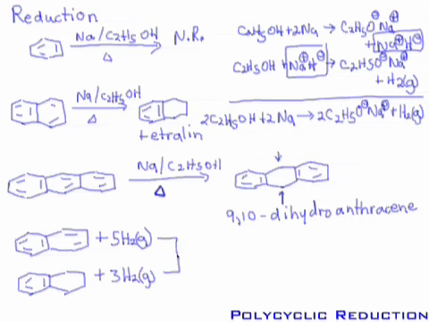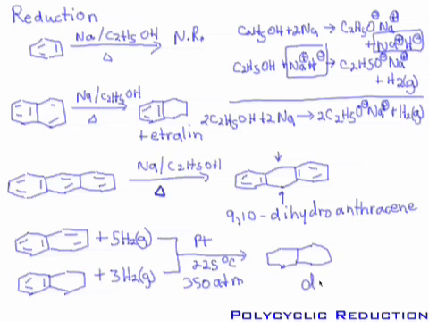Nothing happens unless you throw in a catalyst like platinum. You add 225 degrees Celsius and you use 350 atmospheres pressure of that hydrogen. Only then will you convert to the molecule decalin, which is the completely hydrogenated version of naphthalene.